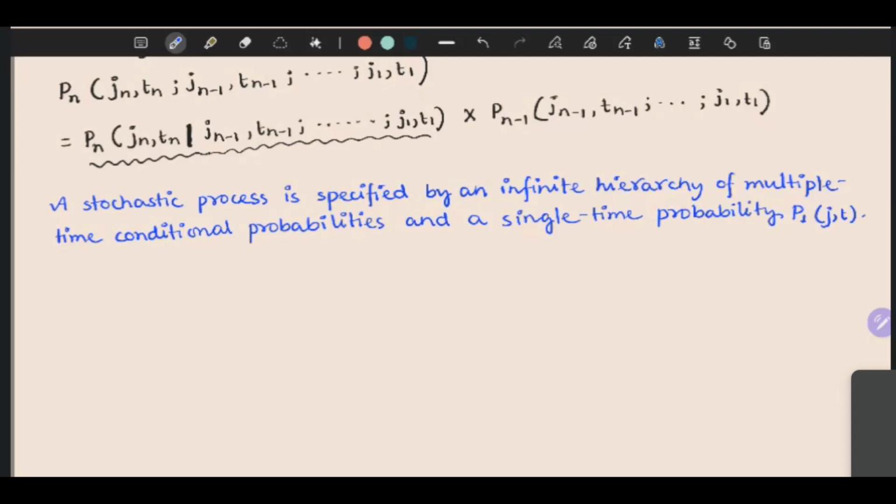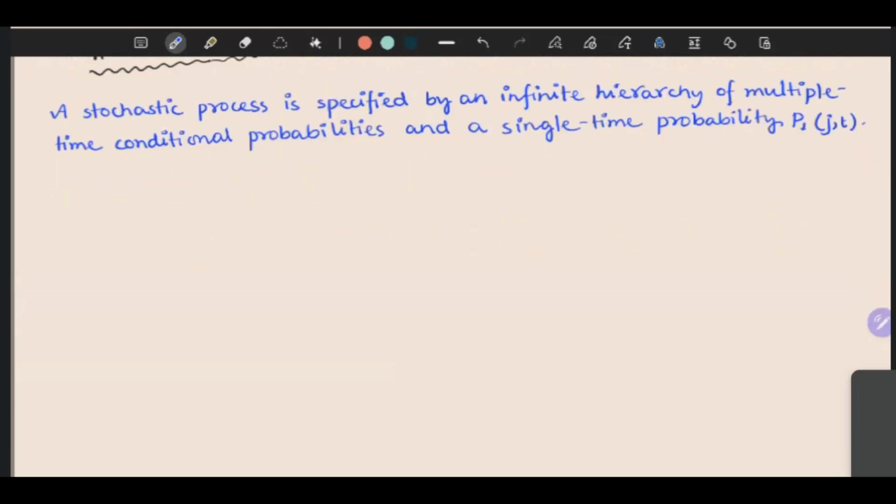Now this is actually convenient because in all physical problems or applications of probability and random processes, we can only write equations for conditional probabilities. So we will always write the conditional probabilities. Now let's see the two-time conditional probability. That is the next step.